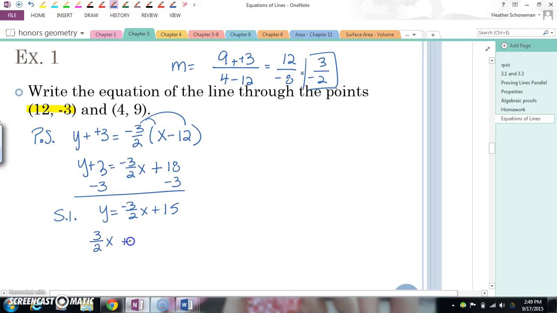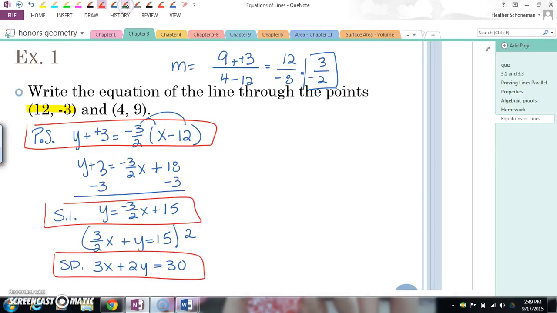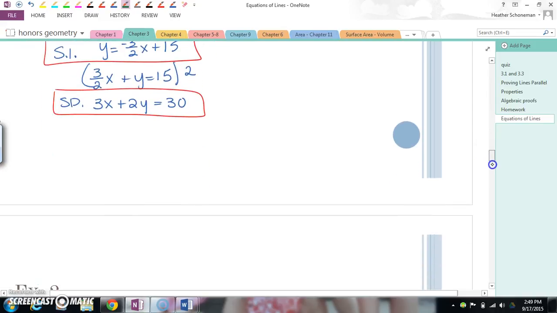So I have 3/2 x plus y equals 15. But remember, we can't have fractions, so I'm going to clear the fractions by multiplying everything by 2. That gives me 3x plus 2y equals 30, and now we are in standard form. So here are your 3 equations: point slope, slope intercept, and standard. And on your homework, you have to show all 3 forms. All right, let's try another example.